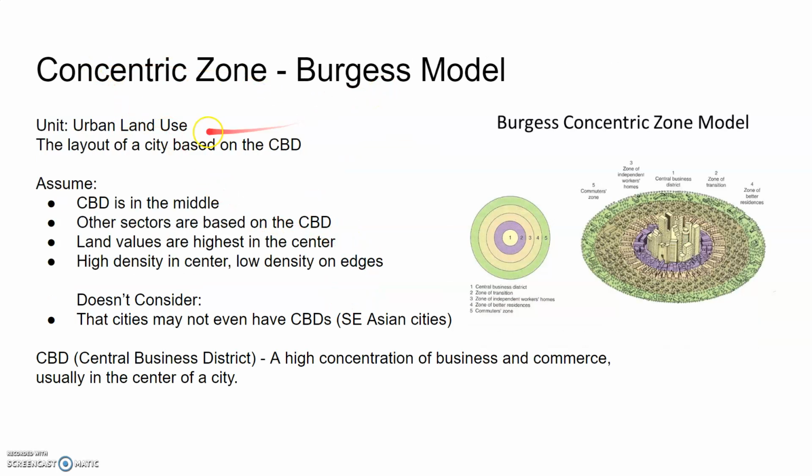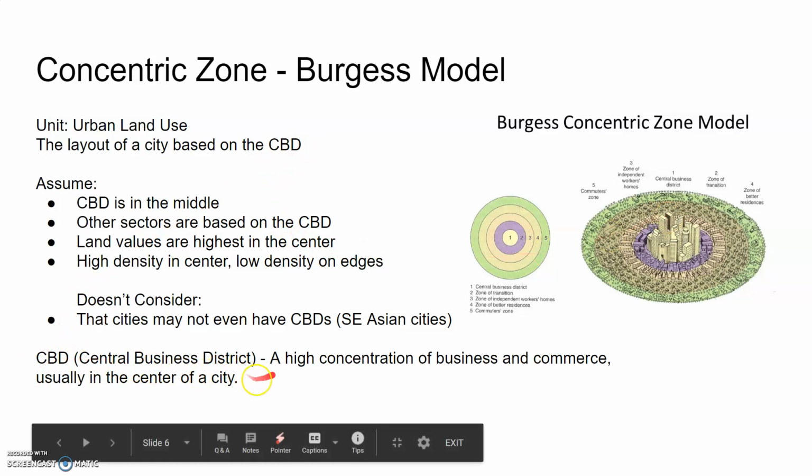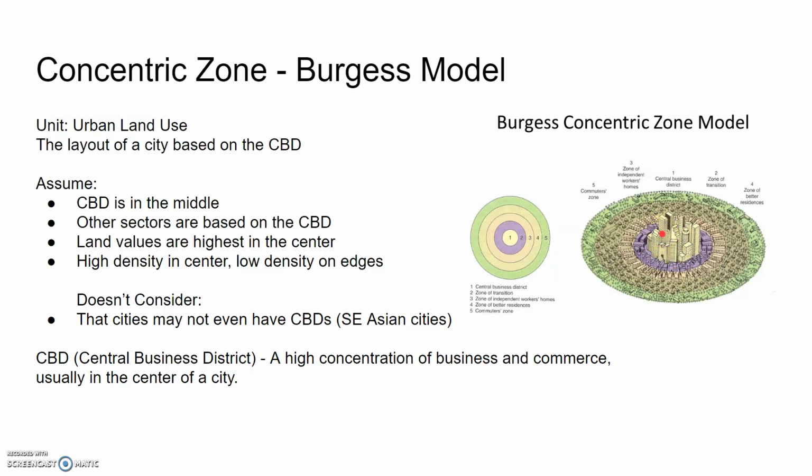So the next model is the concentric zone model, otherwise known as the Burgess model, because Burgess developed it. This is one of the first models to show what a city might look like. It talks about a CBD, and a CBD is a central business district. This is basically a high concentration of businesses and commerce. So you'll see in the center, there are really tall buildings. This means that it's usually the center of all economic activities within the city.